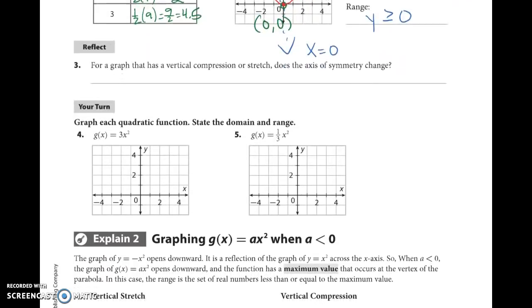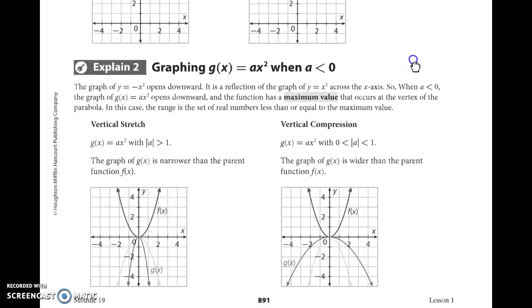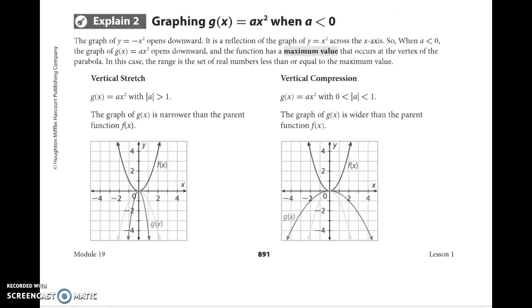Okay, so you have your turn 4 and 5. Explain 2, I'm actually going to go over very, very briefly. I just kind of want to use some common sense here. It says the graph of y equals negative x squared opens downward. Well, now think about it. No matter what values you plug in here, you're going to multiply by a negative. So it's going to take all these positive numbers that we had in our parent function, and it's going to multiply them by a negative.